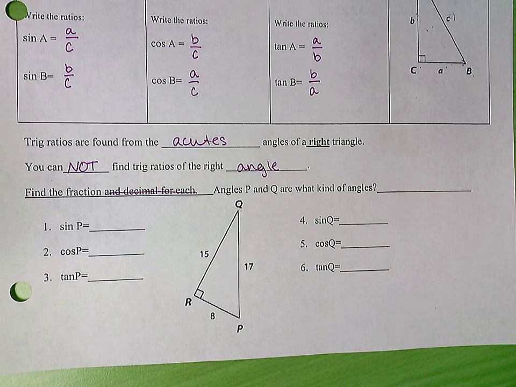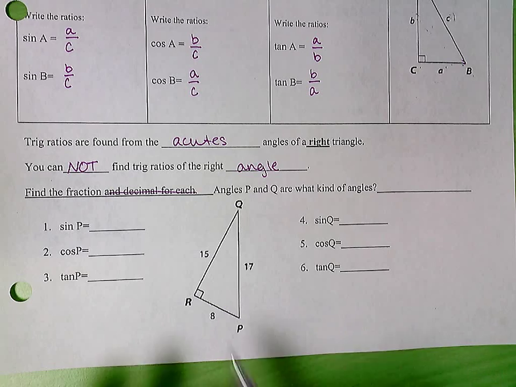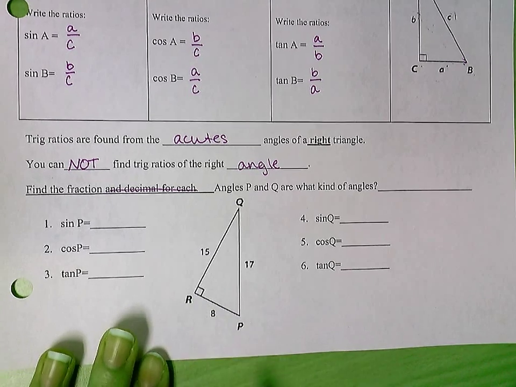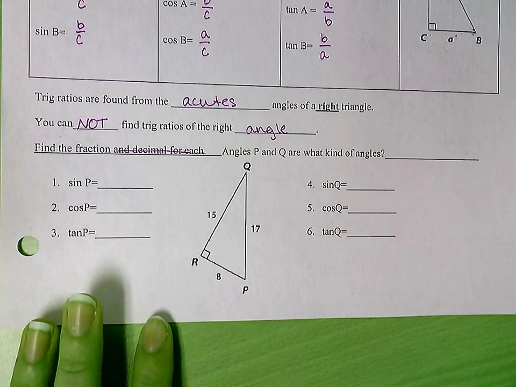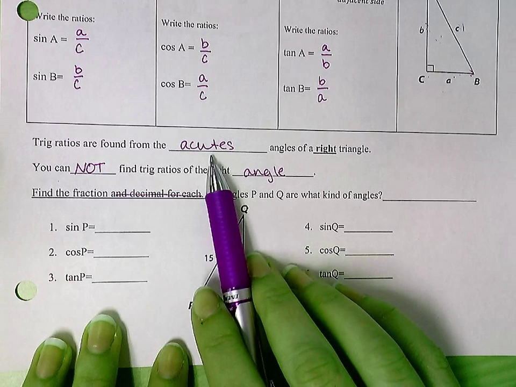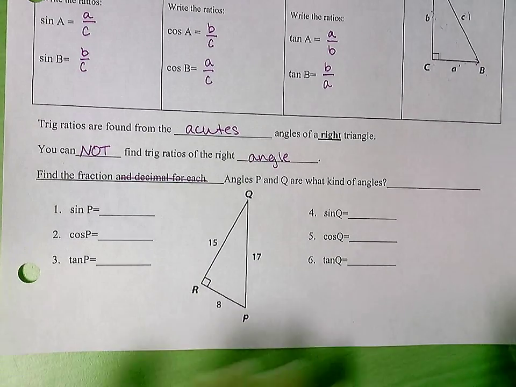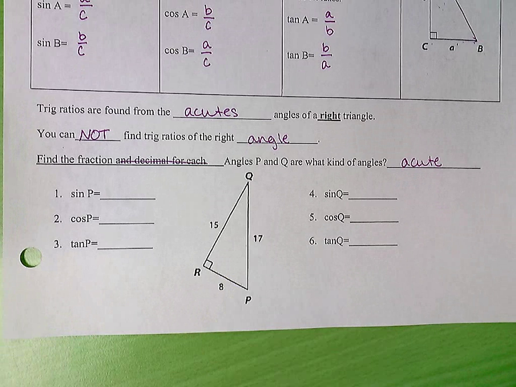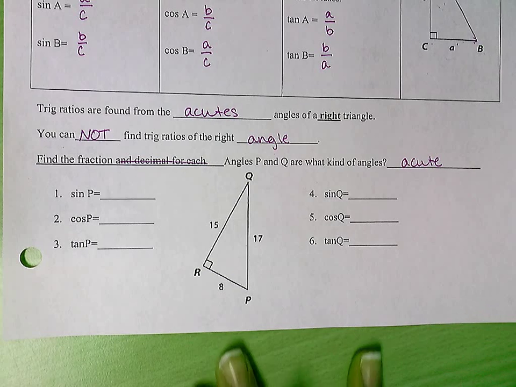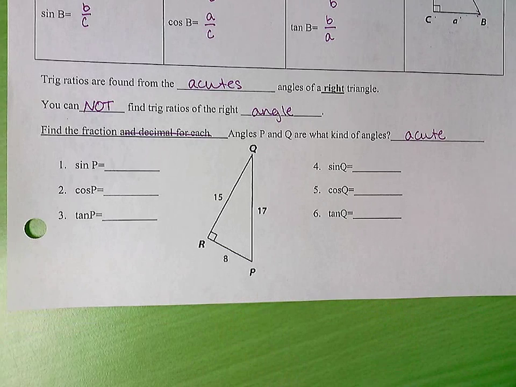Now, angles P and Q are what kind of angles? If this is a 90-degree angle, it's a right angle. What are those other two angles? They're acute angles, meaning they are less than 90 degrees. And you have to use those angles with your trig ratios. So I'm going to do a couple here with you.